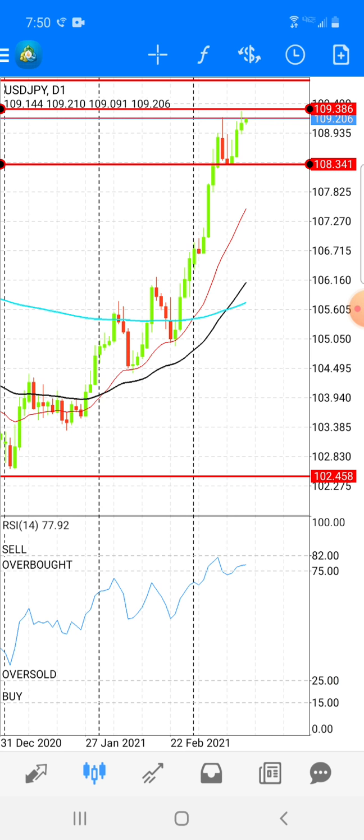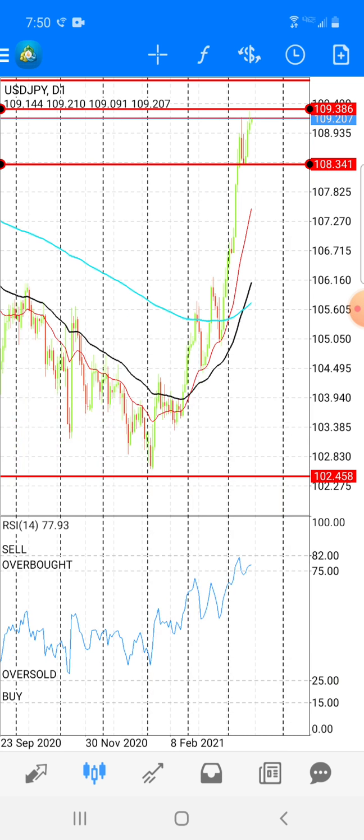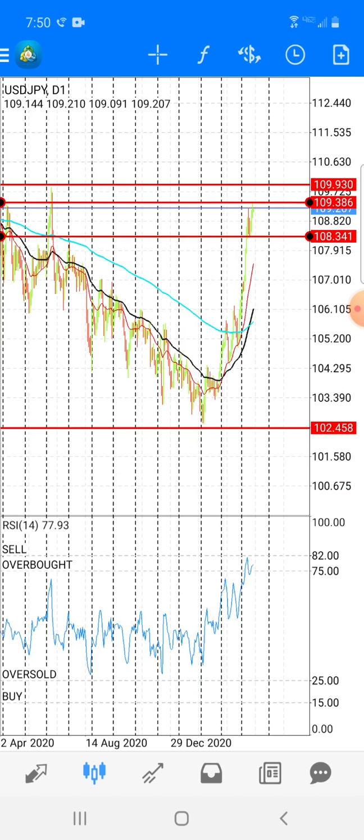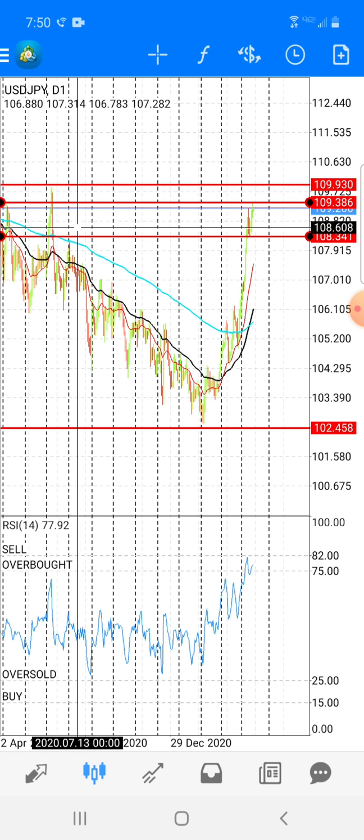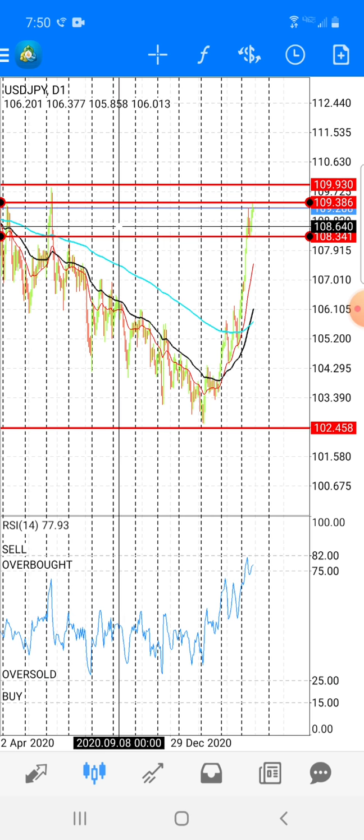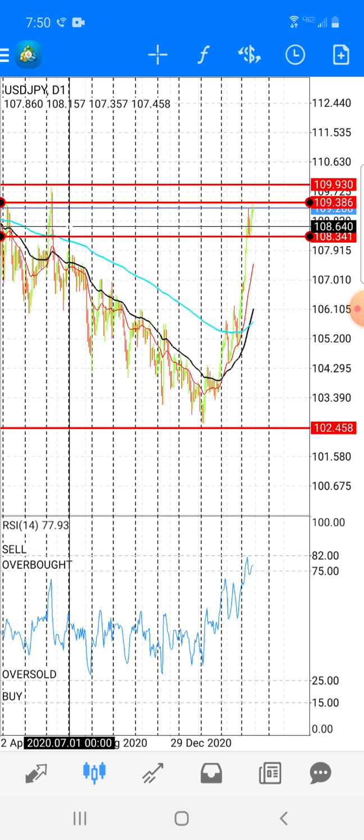Let's look at the daily to confirm. So yes, this is a high of high. It hasn't been as high since, was that April, May?